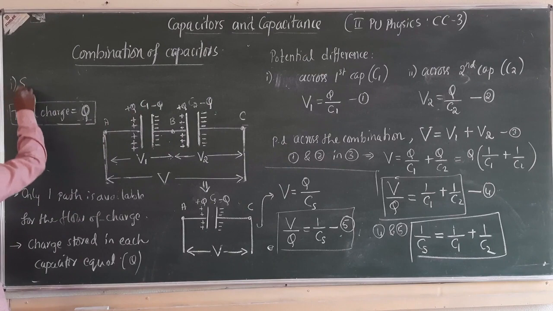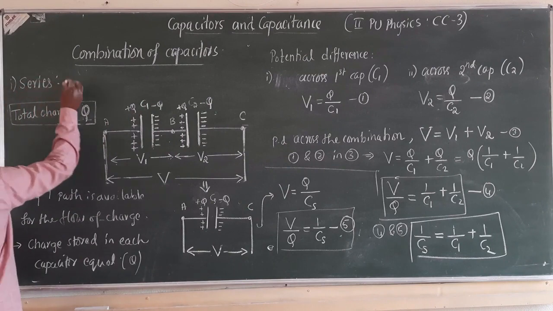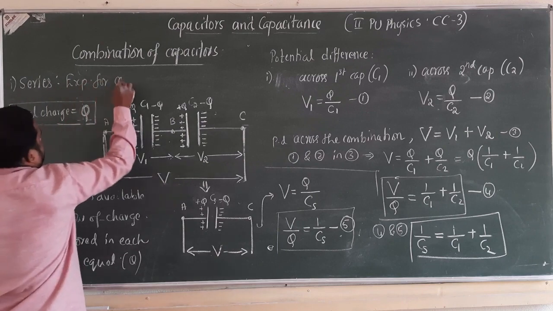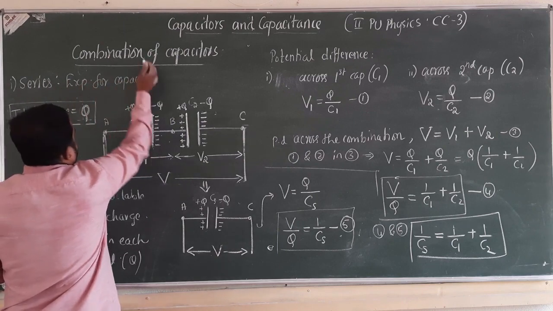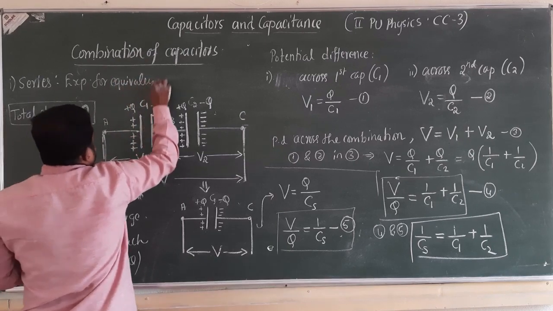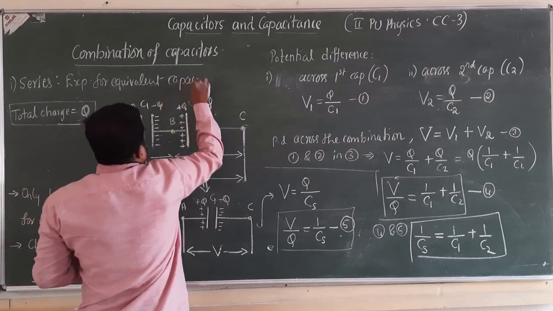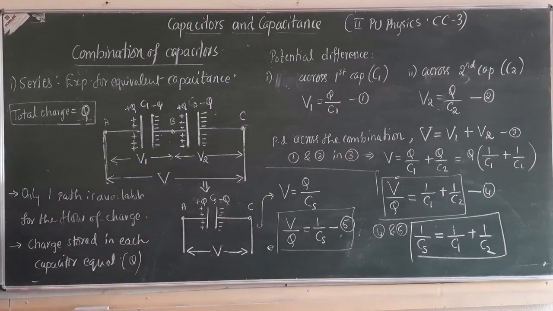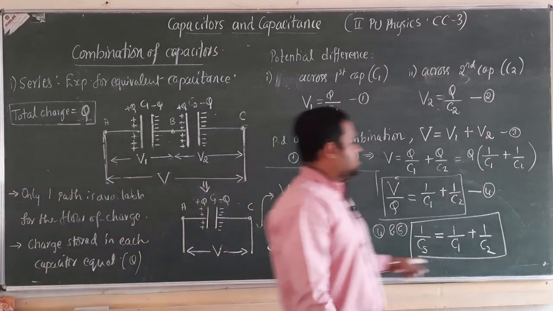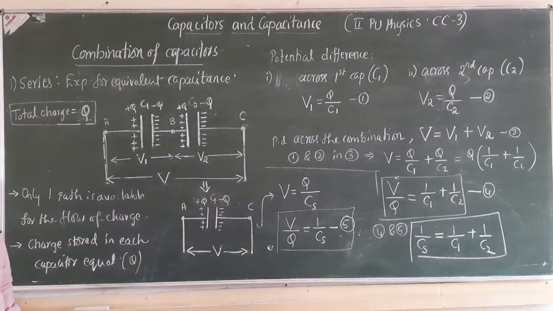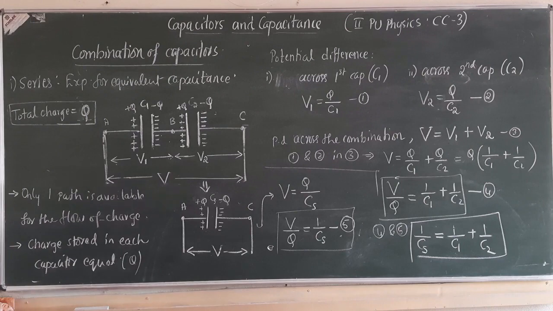So, first combination is series combination. Here the derivation is the expression for equivalent capacitance of two capacitors in series. 1 by CS is equal to 1 by C1 plus 1 by C2. Okay, I think it is clear. 1 by C1 plus 1 by C2.